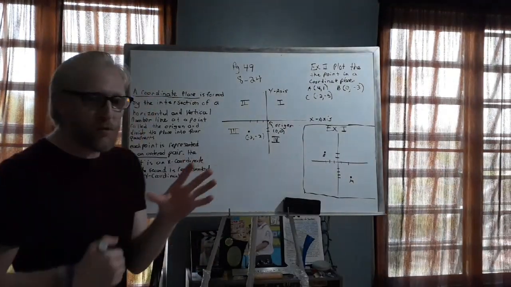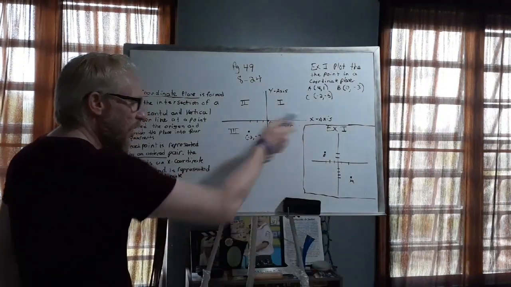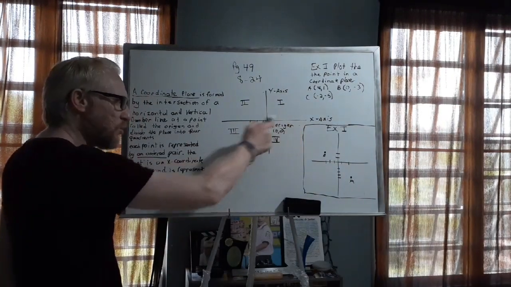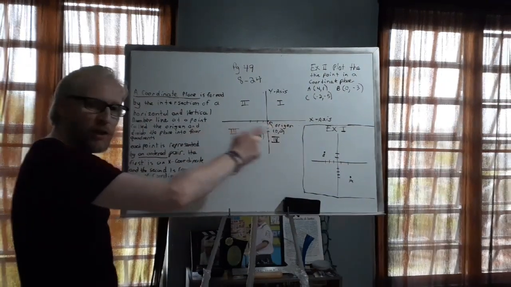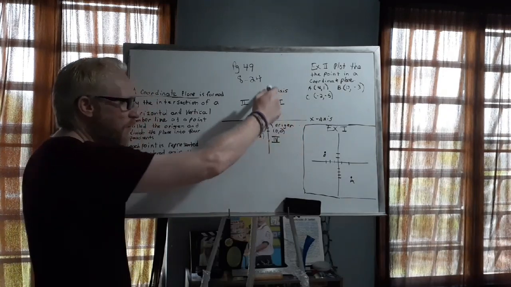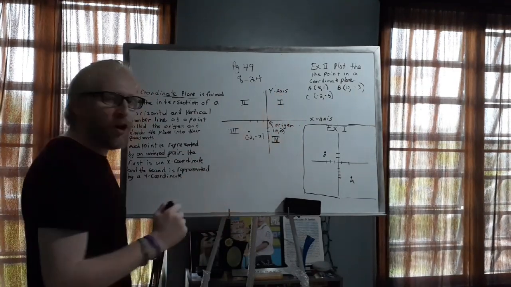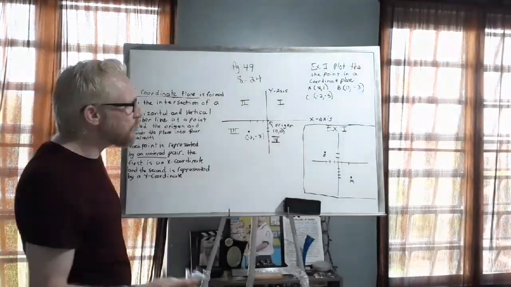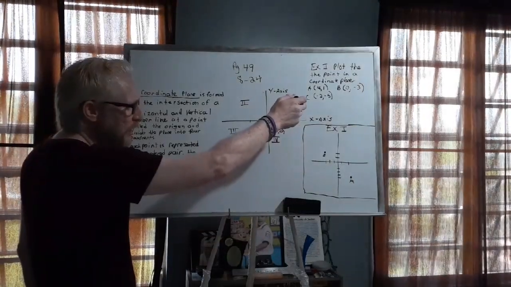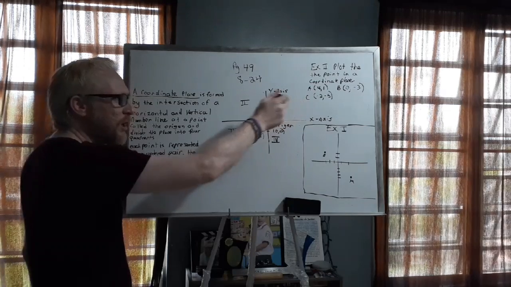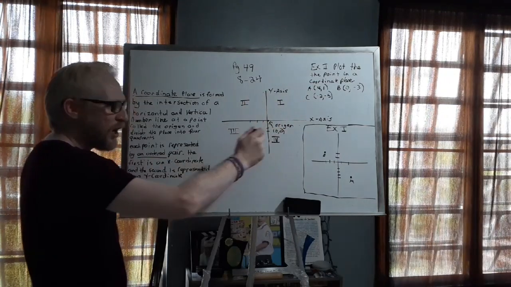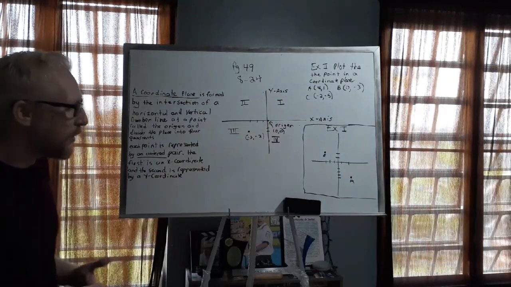So again, just summarizing before I move on, a coordinate plane is the intersection of 2 number lines, a horizontal number line called the x-axis, and a vertical number line called the y-axis. They intersect at a point called the origin, which is referred to as 0, 0, and they divide the plane into 4 quadrants: quadrant 1, quadrant 2, quadrant 3, and quadrant 4.